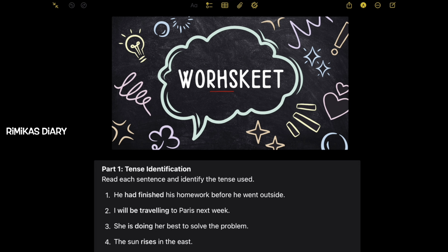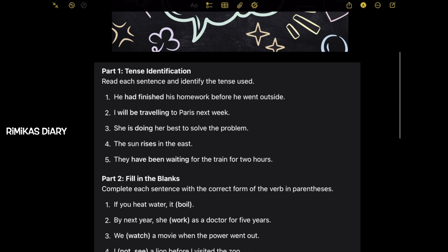So next, worksheet. Part 1, tense identification. Read each sentence and identify the tense used. First one: he had finished his homework before he went outside. So here, had finished is the verb. You have to find the tense for it, like what tense it is.